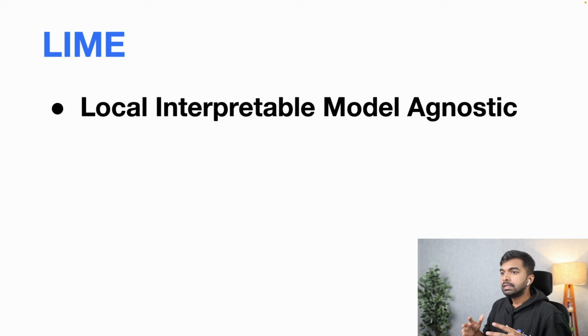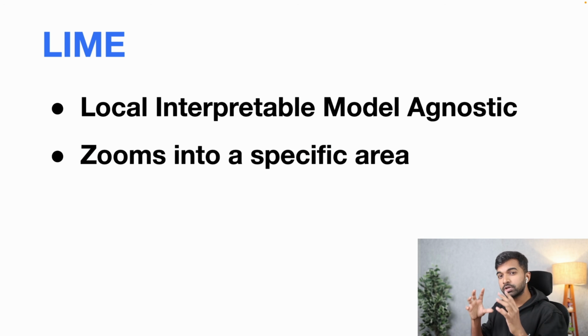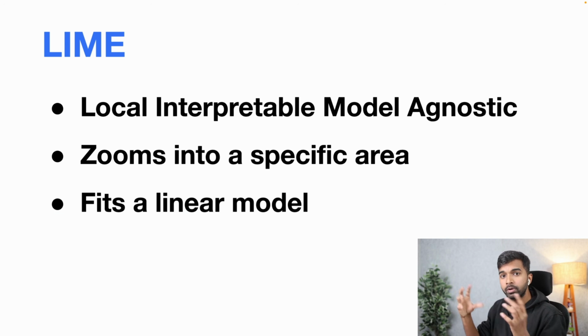Okay. So as the name suggests, what it does is it zooms into a specific area. So let's say you have a specific prediction from the model. It zooms into a specific area of that model's prediction, and then it looks at other inputs around that particular prediction that you're trying to make, and it fits a linear model.